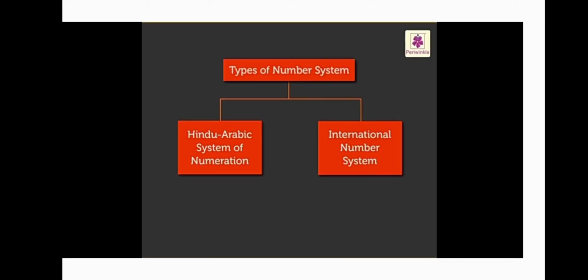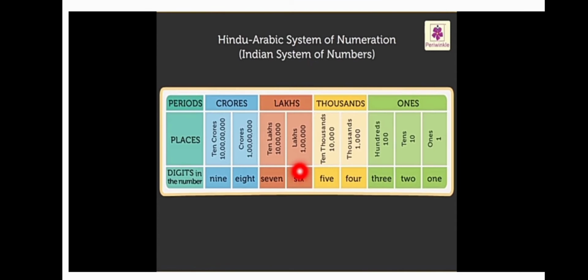Now, how many types of number system are there? Generally, there are two types of number system. One is the Hindu-Arabic system of numeration and the second is the international number system. Firstly, we will discuss the Hindu-Arabic system of numeration. It is also known as the Indian system of numbers.